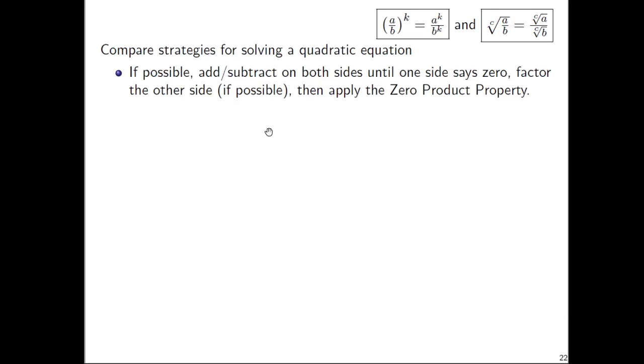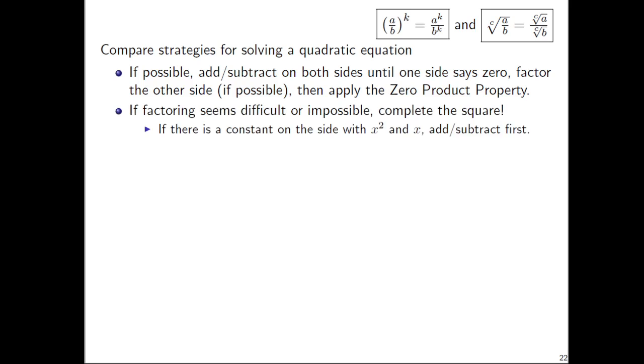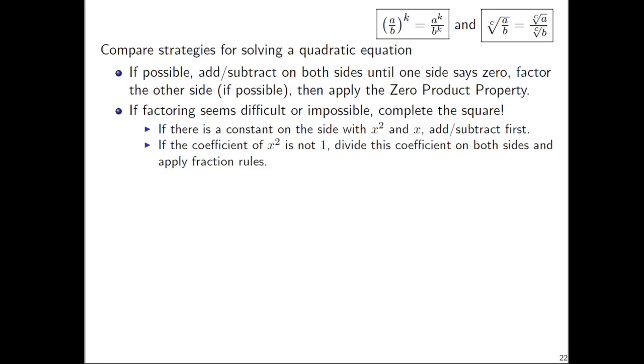So let's compare the strategies that we have then for solving a quadratic equation. If possible, I think the thing to do is to try to add or subtract terms on both sides until one side says 0. Then on the other side that doesn't say 0, factor if possible, and then apply the zero product property. But if factoring seems impossible, then complete the square. So first, if there's a constant on the side with the x squared and the x, maybe you want to add or subtract that constant away first, like some of the first examples we saw. Then, if the coefficient in front of x squared is not 1, so you've got like a 3x squared or a 7x squared or whatever, then divide that on both sides, and apply your fraction rules.